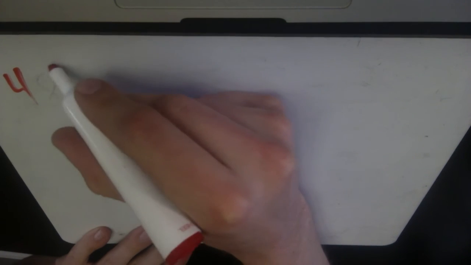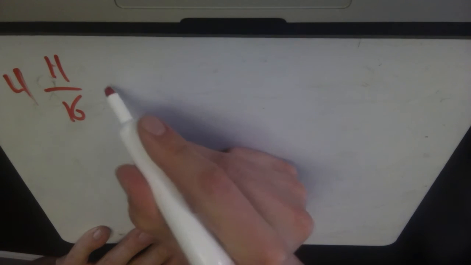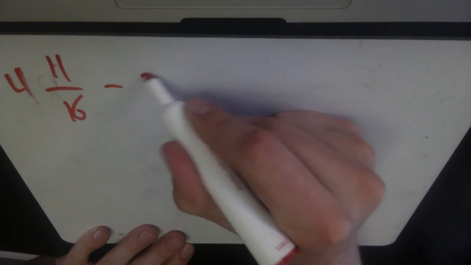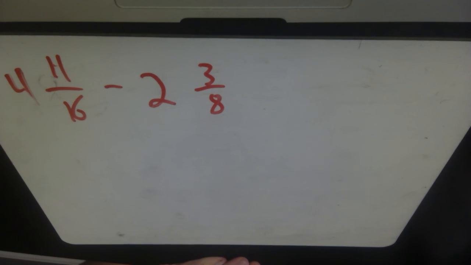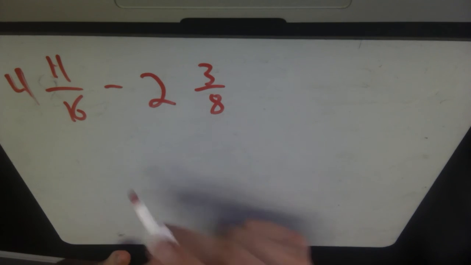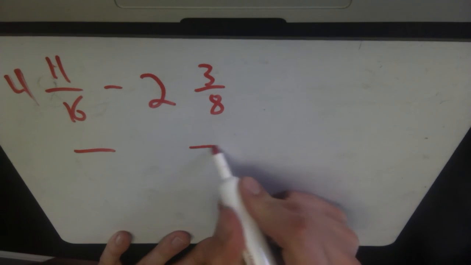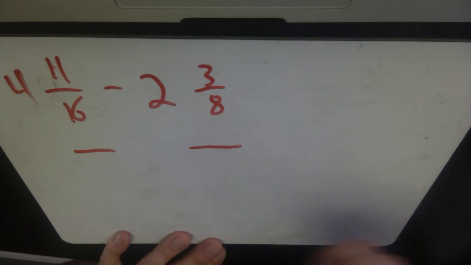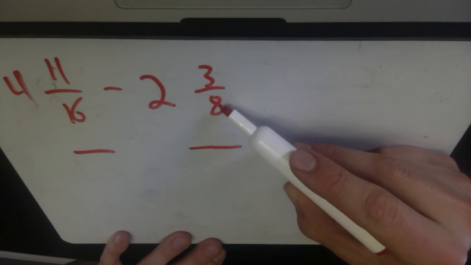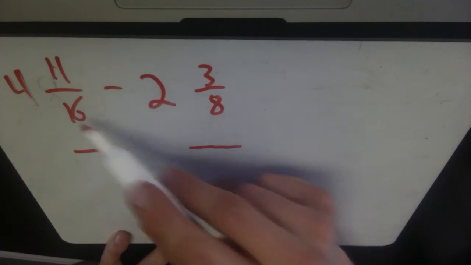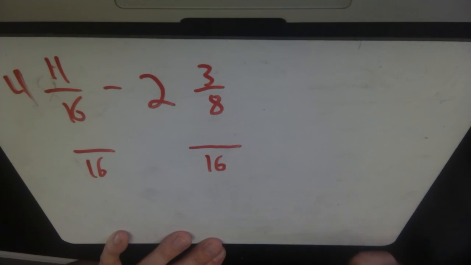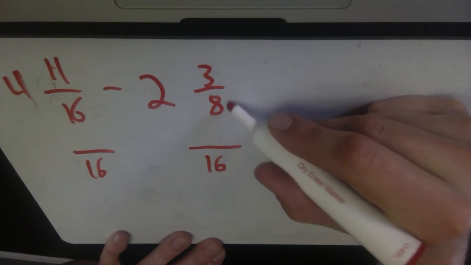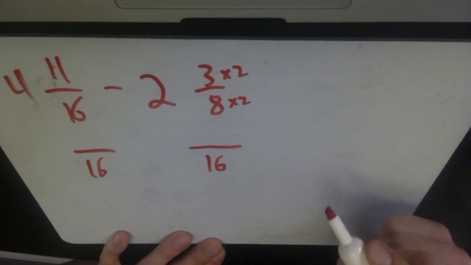Looking at C, 4 and 11 over 16. Subtract 2 and 3 over 8. So once again, find your common denominator. My common denominator between 16 and 8. Well, what's my lowest common multiple of 16 and 8? I know that 8, counting up by 8, 8, 16. I can already see they're common. So lowest common multiple is 16. So to get from 8 to 16, I have to times by 2, times your top number by 2.